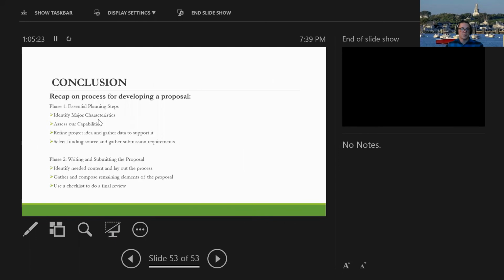Conclusion, just kind of recap the 2 phases. Essential planning steps, writing and submitting. Essential, identify your characteristics, assess, refine, select. Writing, identify, gather, and again, use a checklist so you don't leave anything out. And I know I flew through that. There's a lot to weed through.